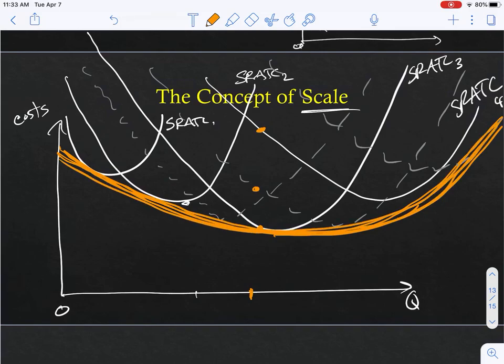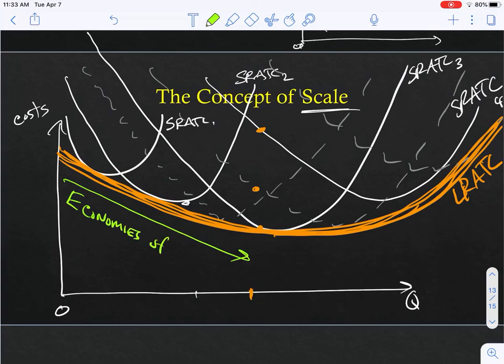So in the long run, when you can choose your plant size, you'll choose something off of the bottom here. And so we call this the long run average total cost curve. And that's where we get this idea of scale. And the last thing to say about scale is that we can classify these regions. Over here, where as you get bigger you're able to drive your costs down, you have economies of scale.